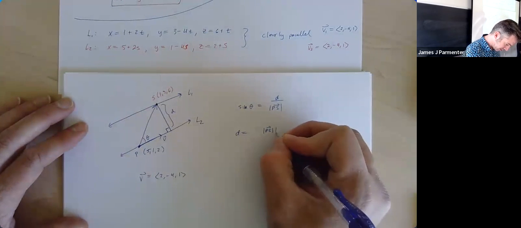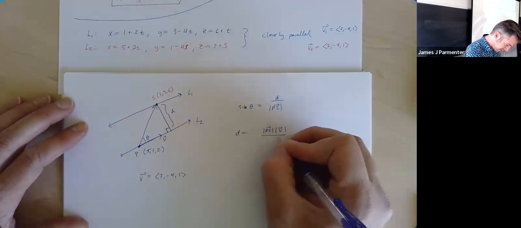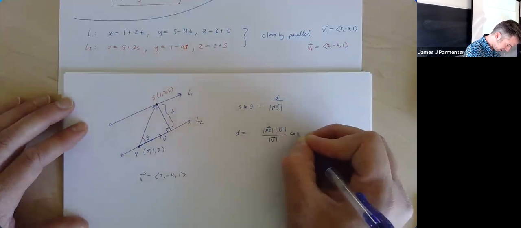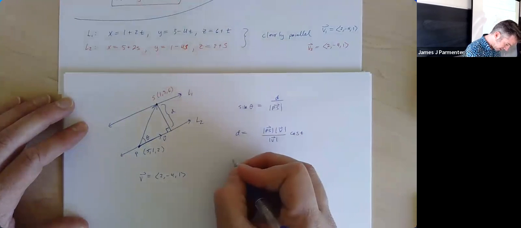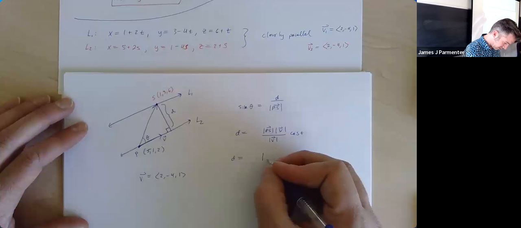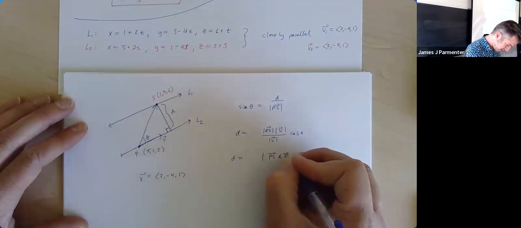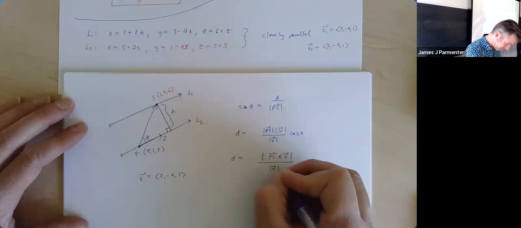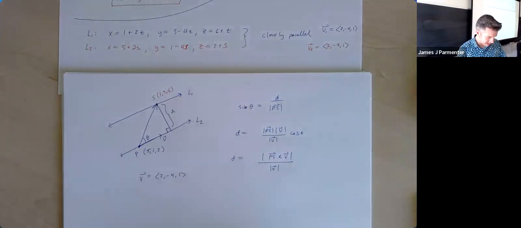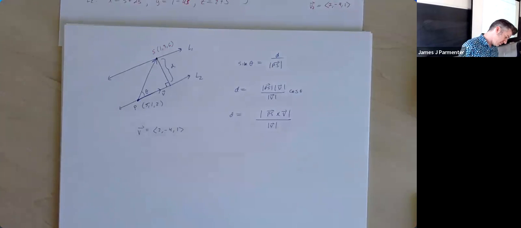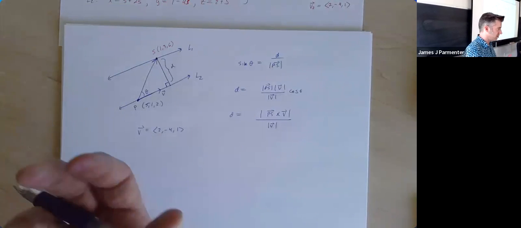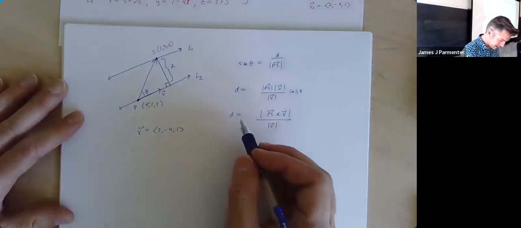So magnitude of PS times the magnitude of v divided by the magnitude of v times cosine of theta. That's exactly going to equal the magnitude of the cross product of PS and v divided by the magnitude of v. I'm really curious to see what's going to happen. Interesting. I want to say you could just find a normal vector, but I don't think that's really true. So let's see what happens here.